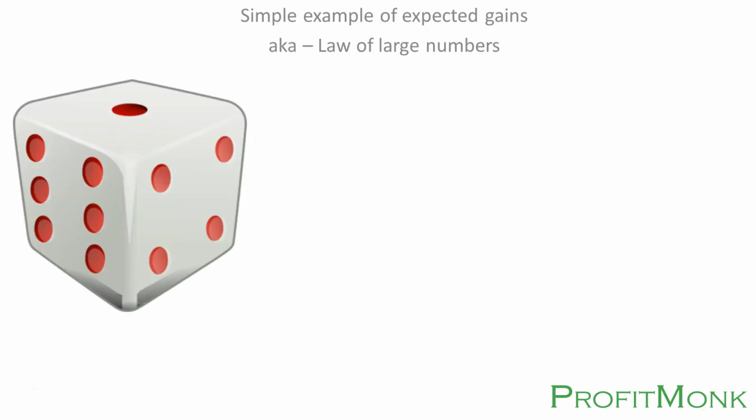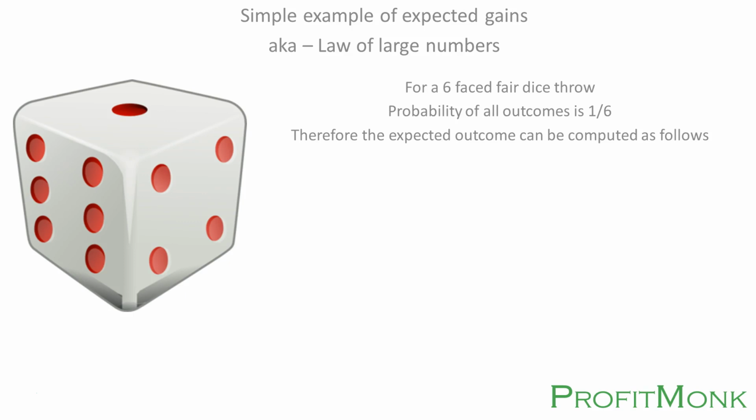Okay, so having that out of the way, let's look at what we promised, which is a little bit of probability, and especially the concept called the law of large numbers, because this is the most important concept out of all probability theories, especially if you're looking at statistically large populations. So let's look at this example. We have a six-faced dice throw, and we know it's a fair dice, so the probability of all outcomes is 1/6.